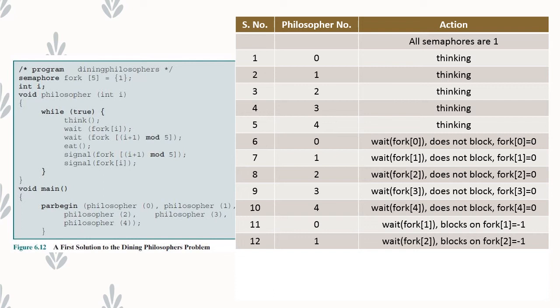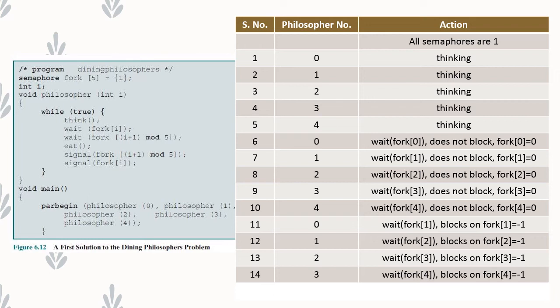Philosopher 1 waits on fork 2, blocks on it as fork 2 is -1. Who has fork 2 right now? Philosopher 2. Then philosopher 2 waits on fork 3 but blocks because fork 3 becomes -1. Who has fork 3 right now? Philosopher 3. Then philosopher 3 waits on fork 4 and blocks. Fork 4 becomes -1. Who has fork 4? Philosopher 4.